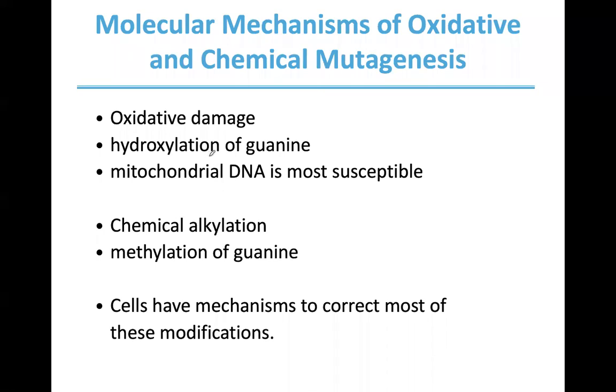Oxidative damage is another important damage process in DNA. Obviously, reactive oxygen species, we know that, right? We know that reactive oxygen species can be quite damaging. Chemical alkylation, methylation of guanine. The position N7 on guanine I was telling you about, right? I told you about that. It can undergo alkylation, so it's also DNA damage. But cells have mechanisms to correct most of these modifications. And if these correction mechanisms don't work very well, then that can lead to things like cancer, right?